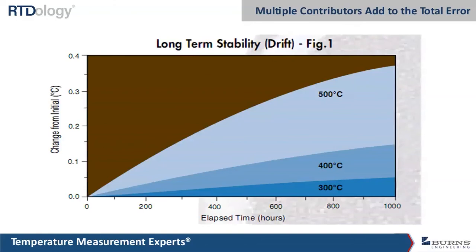Another good error source is long-term stability. In this graph I pulled from a catalog, it just shows what happens over time. After a 1,000-hour heat soak at 500 degrees C, which was the max rating for this RTD, we're at 3.35 degrees C. This typically would be an increase in temperature. Not always, but typically it would increase the indicated temperature. And if you're less than 200 degrees C, it's almost a non-factor. It's 0.0-something degrees C, which for most processes is pretty insignificant.